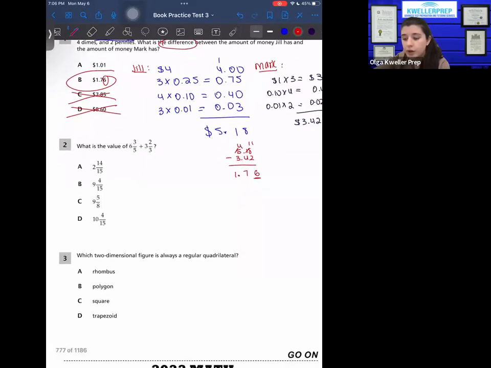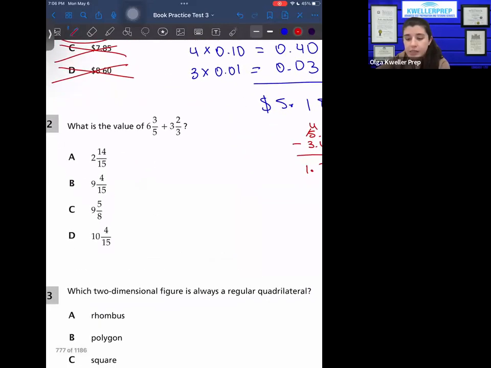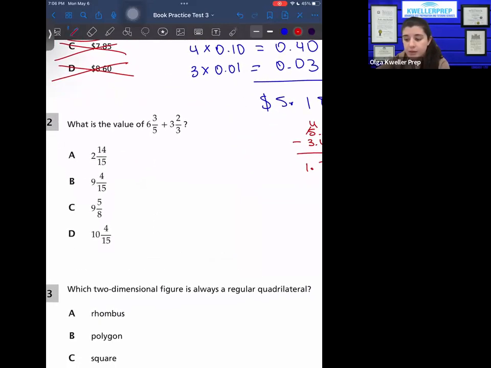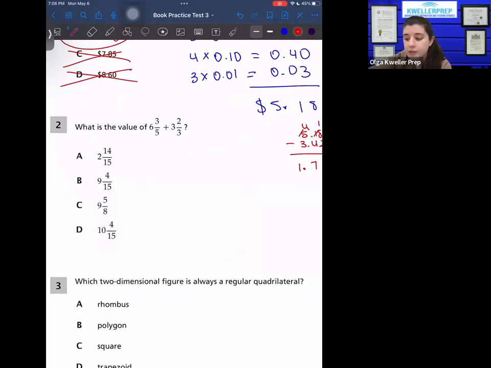Okay, moving on to number 2, we have a simple addition of mixed numbers, but what's the difficult part is that our fractions don't have the same denominator. So how do I tackle this? How do we add up fractions that do not have the same denominator? What do we need to do?